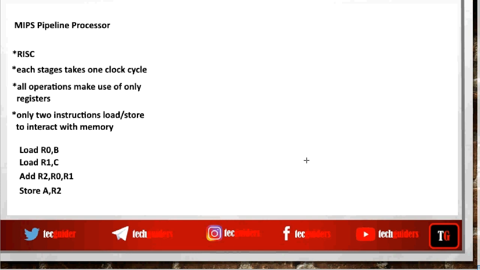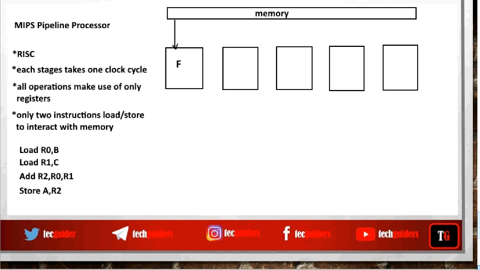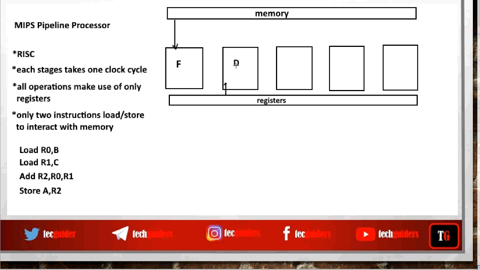Now with this kind of instruction set, our pipeline is organized into 5 stages. The first stage is the fetch stage. As usual, it will fetch the instruction from the memory. The next stage is the decode stage. Here the instruction is decoded and the operands are loaded, but not from the memory, from the registers, because the operands will already be made available in the registers using the load instructions. Hence, the decode unit will load the operands from the registers to some buffer for execution.